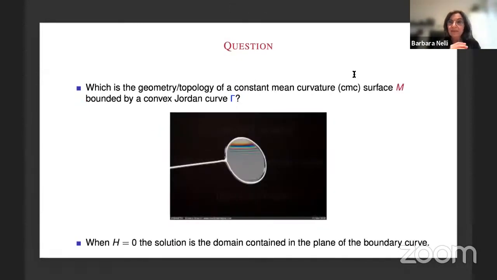Okay, so the question can be very simply answered in the case where the mean curvature is 0, in the case of a minimal surface. You take a Jordan curve in the plane, and then you know that the minimal solution is the plane itself. So this is very simple.